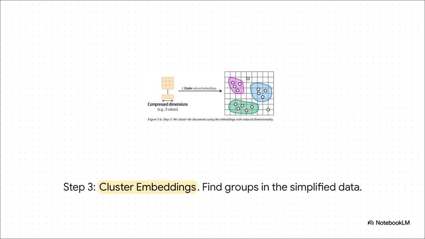Okay, so with our simplified, low-dimensional data ready to go, we're at the final step: clustering. An algorithm just sweeps through this new meaning map and identifies the dense neighborhoods where all the documents are huddled together. This is the moment.